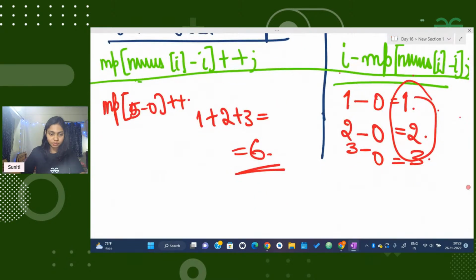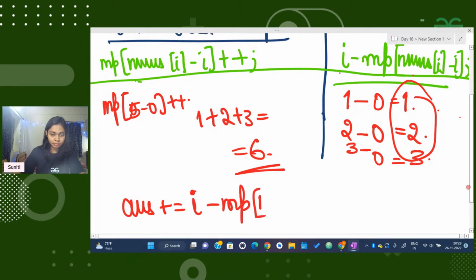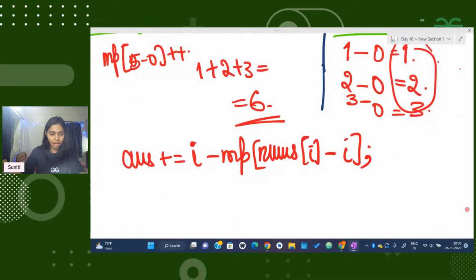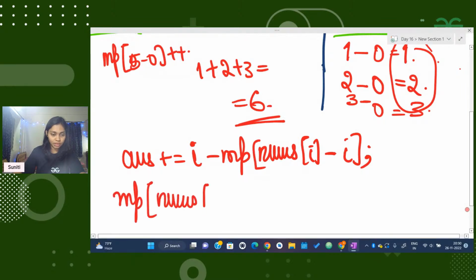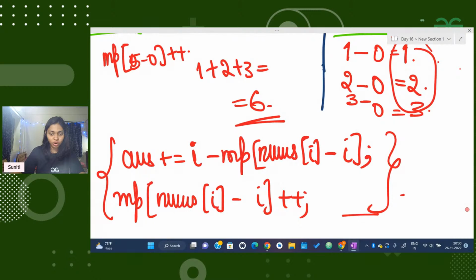For every iteration, we need to calculate our answer as I minus MP of nums of I minus I, where I is the current index. And in every iteration, as we are using a map, we will need to update the count. So for every iteration you have to do this plus plus. Just these are the 2 steps that we need to follow, and then we will be getting our answer.